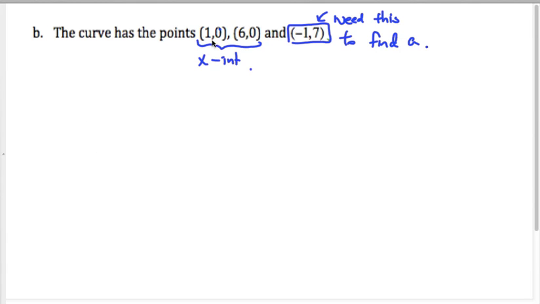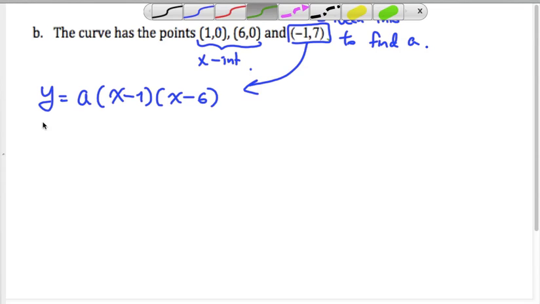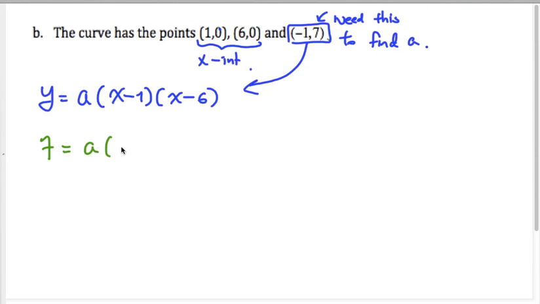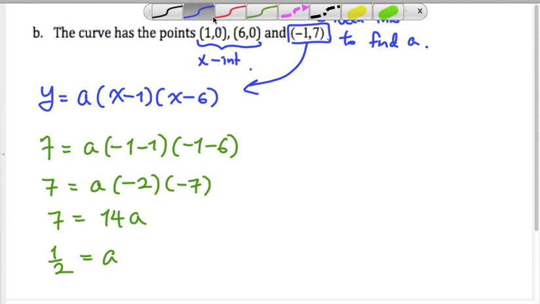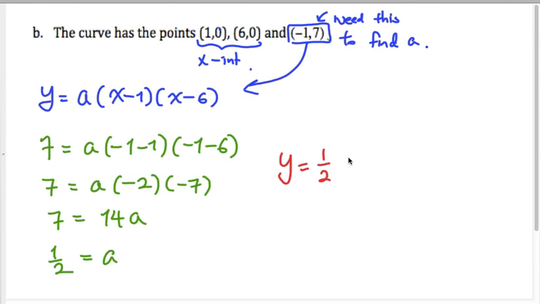Okay, then because I know the x-intercepts are 1 and 6, I can write first x minus 1, x minus 6. Okay, then I'm going to plug in this value to find the a value. So 7 is equal to a times negative 1 minus 1 and negative 1 minus 6. So 7 is equal to a times negative 2 times negative 7, and that is equal to 14a. So dividing both sides by 14, I notice that a is going to be 1/2. So I know a and both x-intercepts. I can write y is equal to 1/2 times x minus 1 and x minus 6.